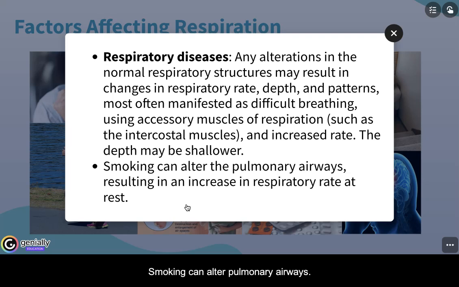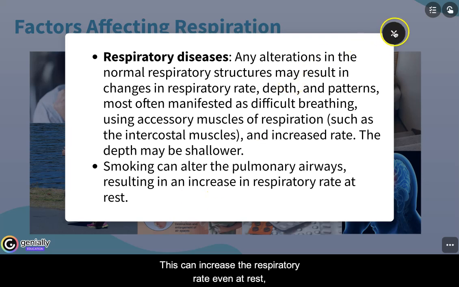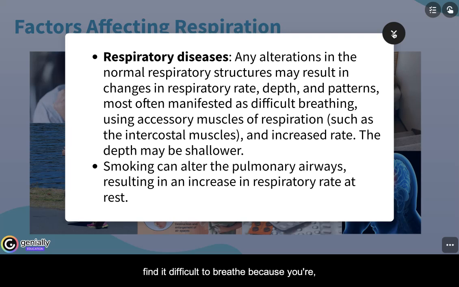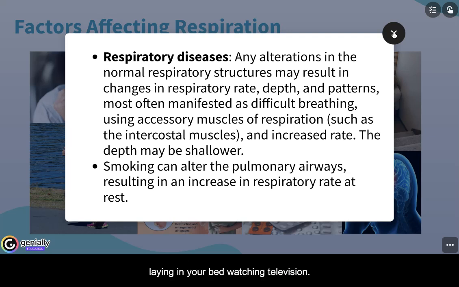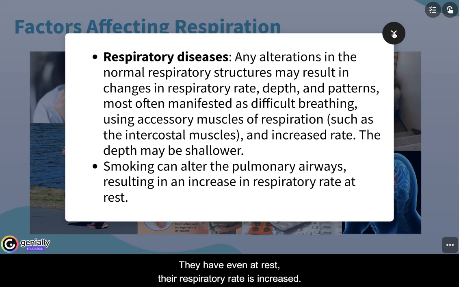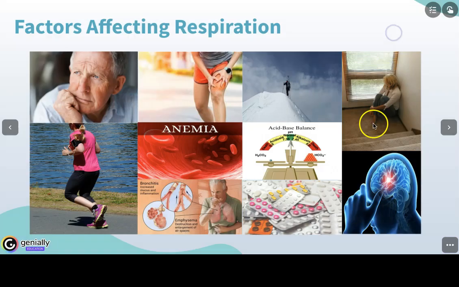Smoking can alter pulmonary airways. This can increase the respiratory rate, even when they're resting. Like, for example, imagine you're running up a mountain, right? Your respiratory rate is going to increase and you're going to find it difficult to breathe because it's going really fast. But then imagine if that's happening to you when you're laying in your bed watching television. That's how it feels for people who are smoking. Even at rest, their respiratory rate is increased.